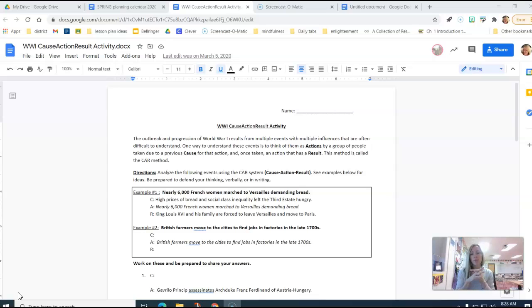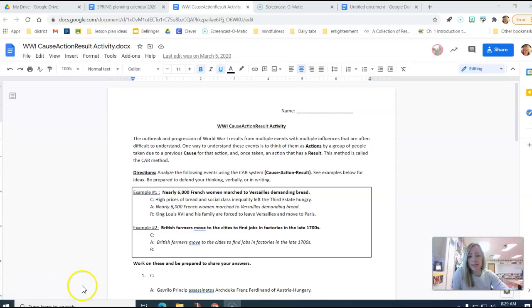All right, so in order to help you understand the outbreak and the progression of World War I, you need to think about it in terms of it happening as a result of multiple events and also multiple influences that are sometimes kind of hard to understand. So one way to think about these events is to think of them as actions by a group of people that are taken due to a cause, right? And then once that action is taken, there is, of course, a result. The method of thinking like this, we call it the CAR method. C stands for cause, A stands for action, R stands for result.